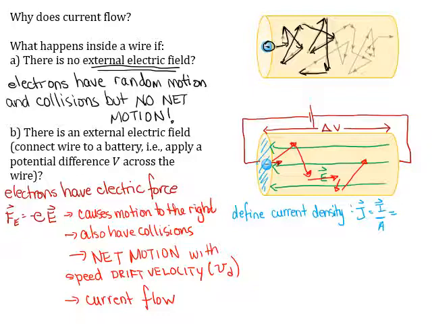Experimentalists see that this current density J is proportional to the size of the electric field. If you increase the field, you get more current flow. If you decrease the field, you get less current flow. So the constant of proportionality we call sigma. So we know that J is I over A, current over area. It's also some constant times the electric field, and that's an observed relationship.